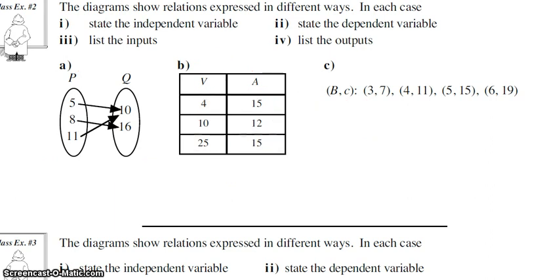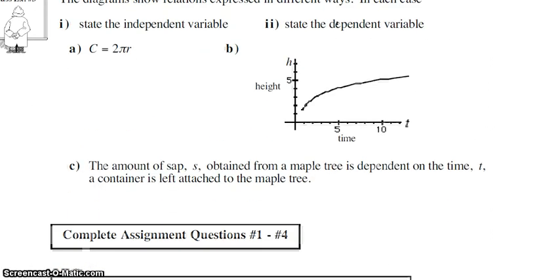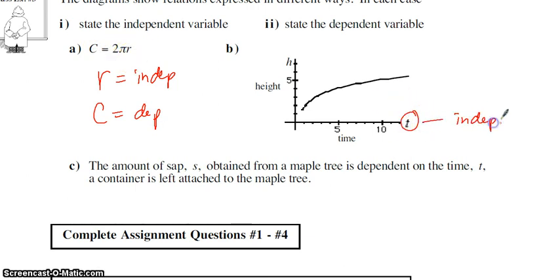Example number 3. State the independent variable, state the dependent variable. Okay, so here R is the independent variable and C is the dependent variable, like X and Y. And then here T is the independent variable, the x-axis, and the height is the dependent variable.